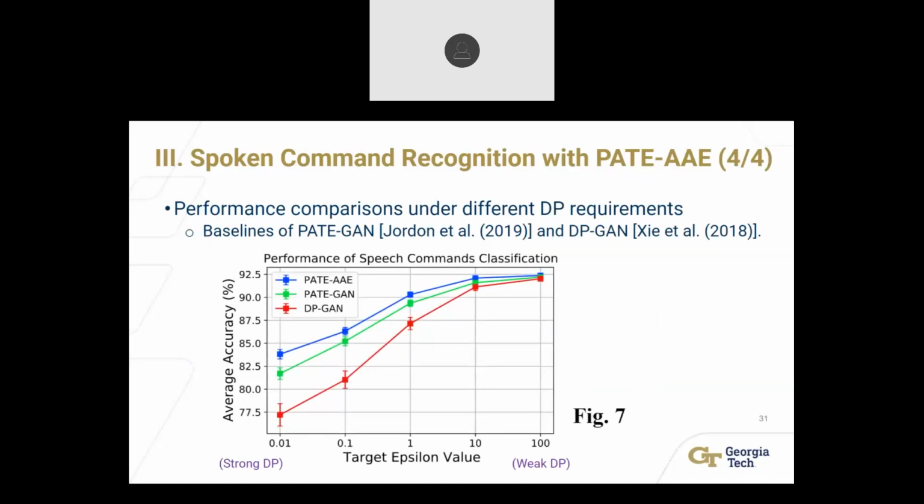So we find out, compared to a similar approach called PATE-GAN, with different privacy budgets, PATE-AAE has a better performance. I want to show that when people talk about this differential privacy budget, they usually use a budget between 1 and 10. But our approach, even in a really severe privacy condition, can perform well compared to the standard approach.